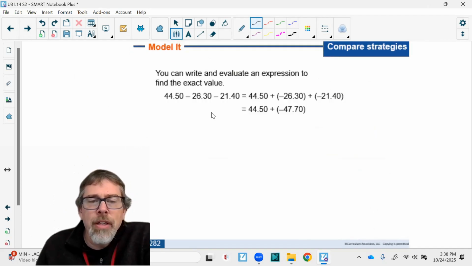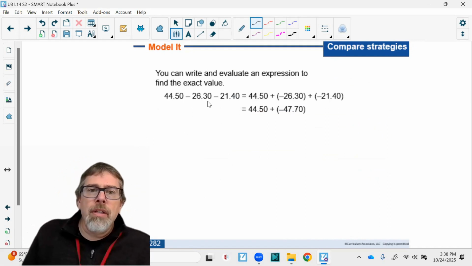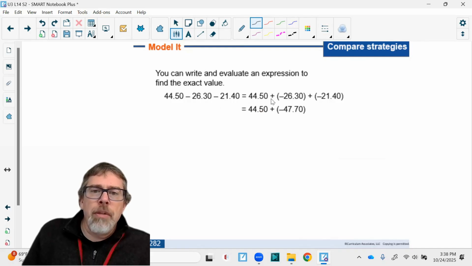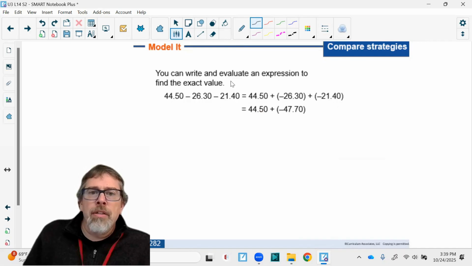But in this situation, they're taking 44.50 minus 26.30 minus 21.40 and then making it addition: 44.50 plus a negative 26.30 plus a negative 21.40. Okay. So I'm not really liking the way they did this right here, because if we're going to talk about order of operations, let me just explain this again.